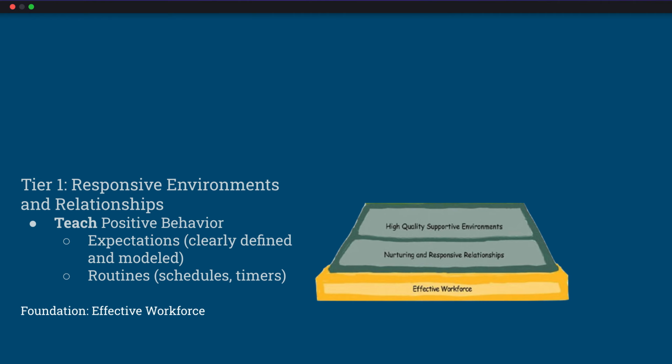This particular Tier 1 also refers to our routines and our procedures in our classrooms that encourage that positive behavior that we want to see. And these are things like schedules, visual schedules, and timers that we might use to give children advanced notice of transitions. So Tier 1 are those classroom supports, classroom routines and procedures. And when implemented as indicated by the pyramid model, should address or prevent most challenging behavior.